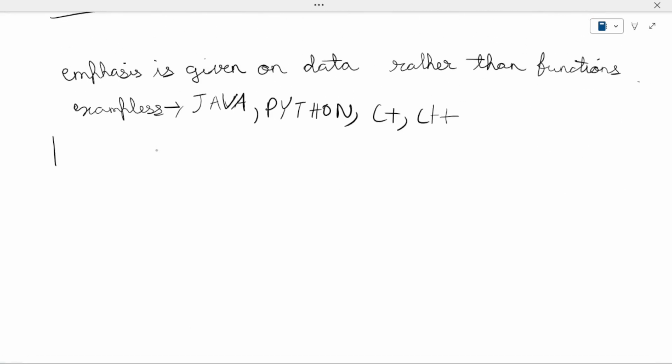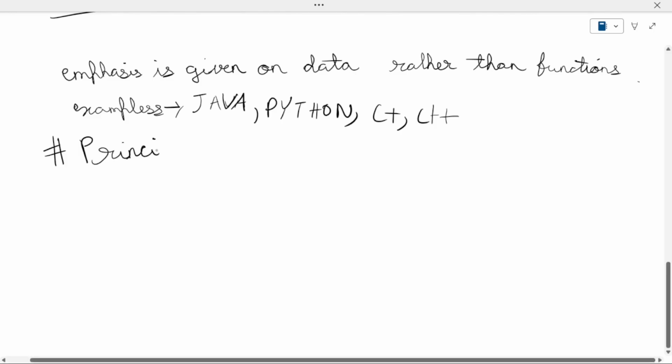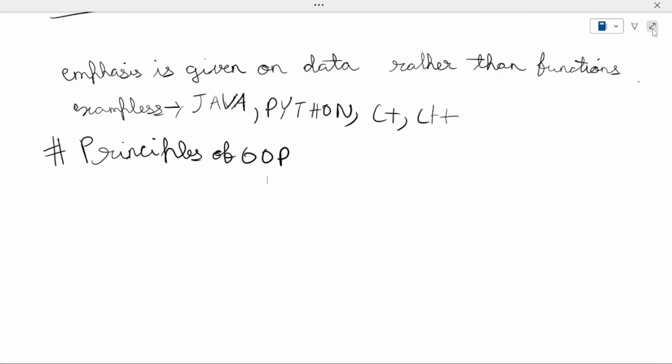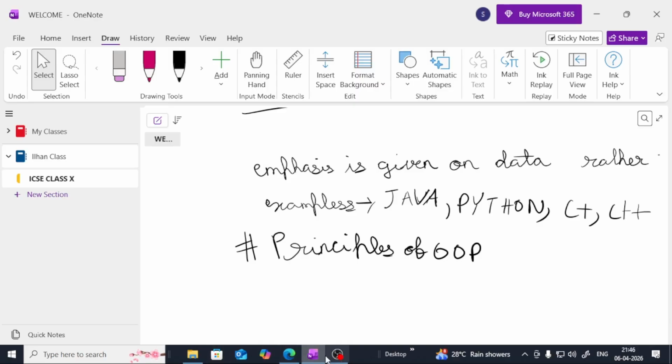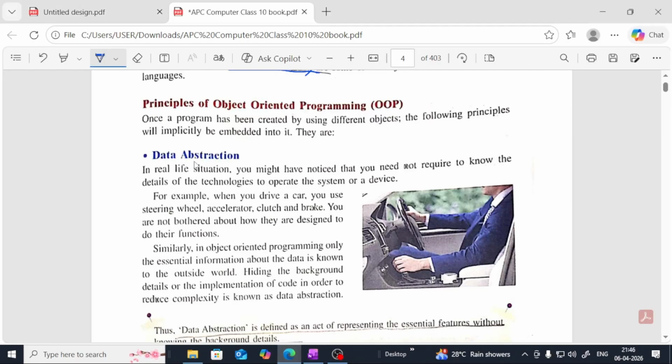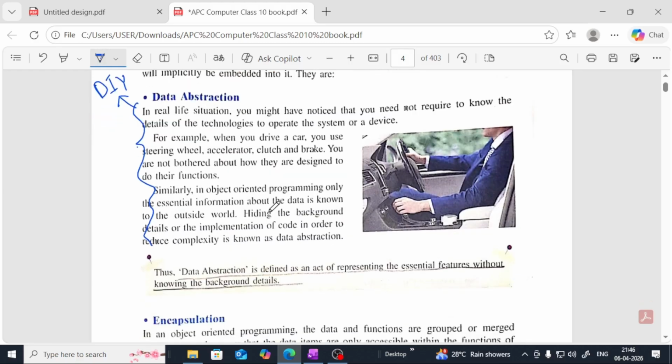Which are the principles of object-oriented programming language? First up, we have data abstraction. What is data abstraction? No need to read this. Okay, there is a need, but I won't read this, it makes it very boring. Do it yourself, DIY. So just remember this, data abstraction. I will give you real life examples.